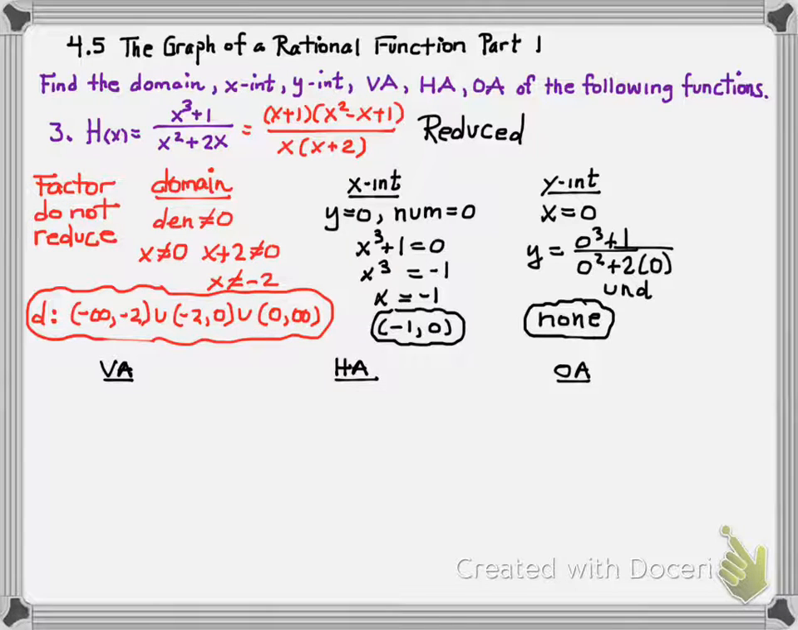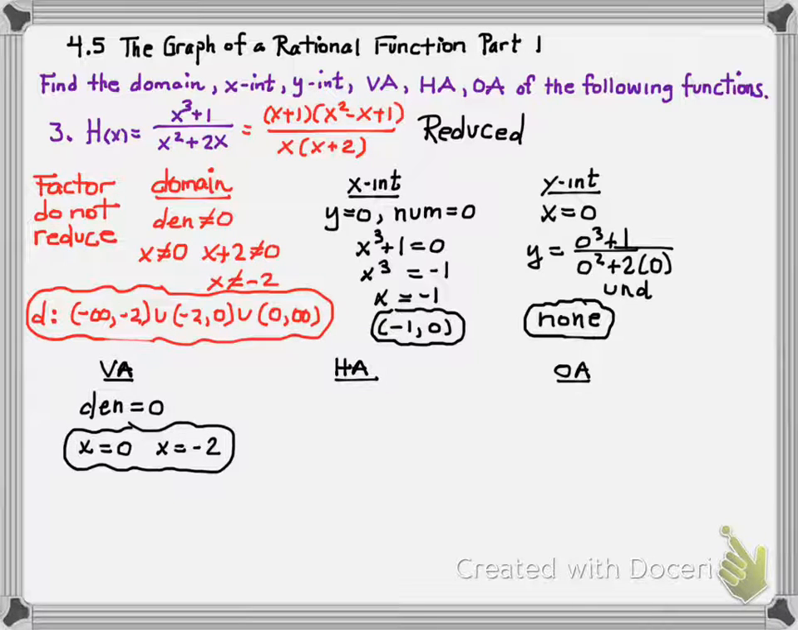Let's take a look at the asymptotes now. Vertical asymptotes occur where the denominator equals 0. After doing a few of these, we've discovered that as you're finding your domain, it's also helping you with your vertical asymptotes, isn't it? So x equals 0 and x equals negative 2. Those are going to be our two vertical asymptotes for this problem.